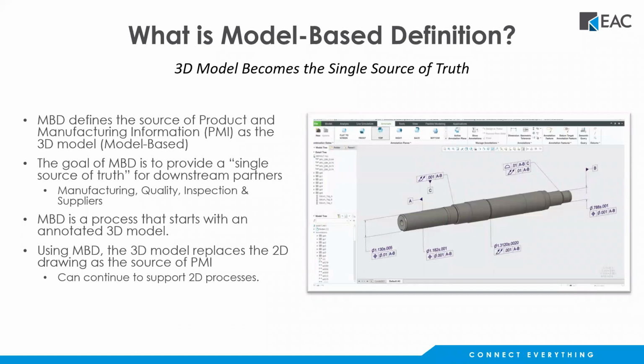So what is model-based definition? The best way I can describe it is taking our 3D model and having that become the single source of truth for our product and manufacturing information. And it all starts with an annotated 3D model. So with MBD, we're trying to use this model with annotations to replace the 2D drawing as the source of our product information.